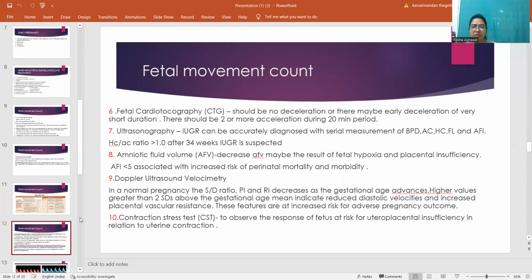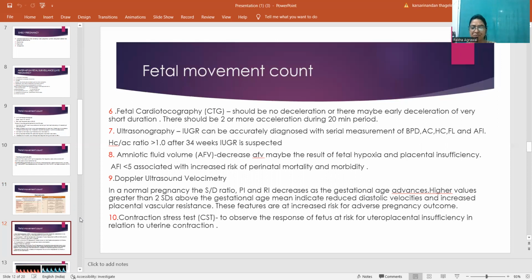Now comes the fetal cardiotocography, that is the CTG. There should be no deceleration, or there may be early deceleration of very short duration. There should be 2 or more accelerations during the 20 minute period. Ultrasound will detect IUGR, including the BPD, AC, HC, femur length and AFI. And the HC to AC ratio, if more than 1 after 34 weeks, means IUGR is suspected.